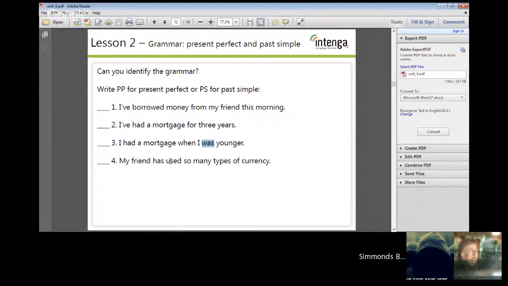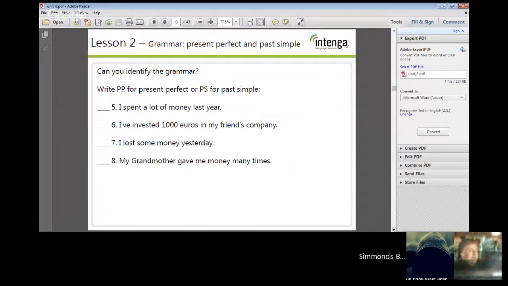And the next, my friend has used so many types of currency. Which one? PP, PS? PP. Very good. Present perfect, has used. Any questions here? Looks like Hakan, you did pretty well there too. All right. So let's move on. Same thing here. I spent a lot of money last year. PS. Good. Perfect. Spent, there's no verb have here, so that's fine. And we're using last year, so the time is finished.